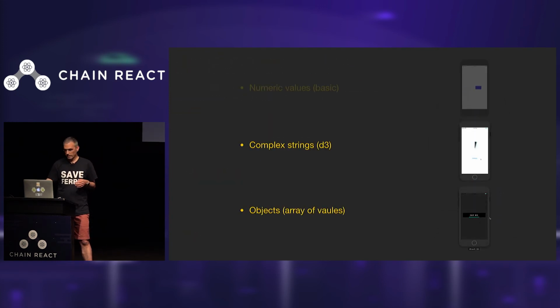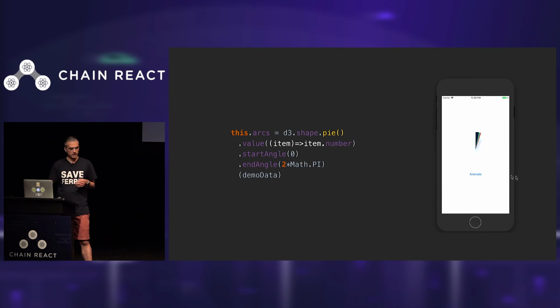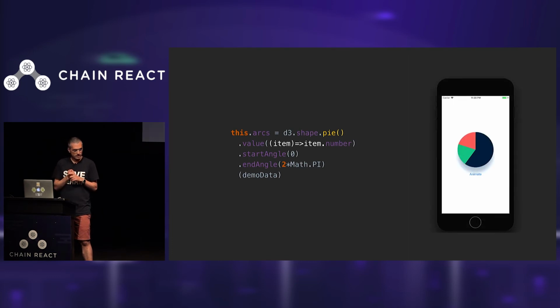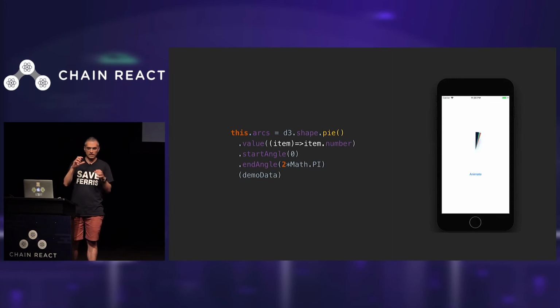So that was a simple case. But suppose we want to animate the pie. In order to animate the pie, as I told you, the pie consists of several slices. Each slice is a very long and complicated D attribute. So how can we animate that?